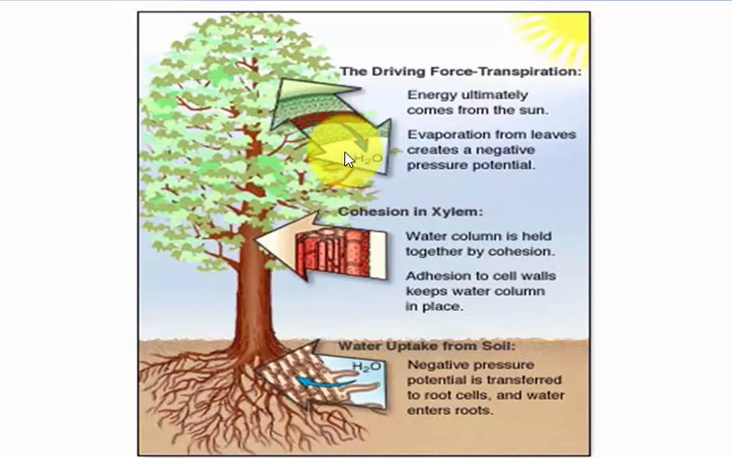Water molecules form hydrogen bonds between one another. This is called cohesion. As you can see in the image, water column is held together by cohesion. Hydrogen bonds also form between water molecules and the sides of the xylem vessels. This is called adhesion. Cohesion and adhesion maintain the columns of water in the xylem, created by transpiration pull and root pressure.